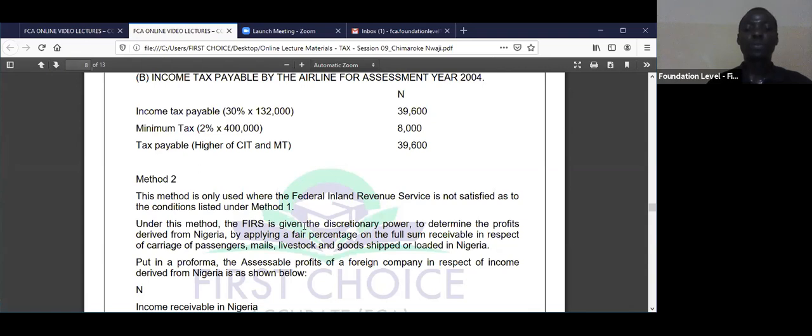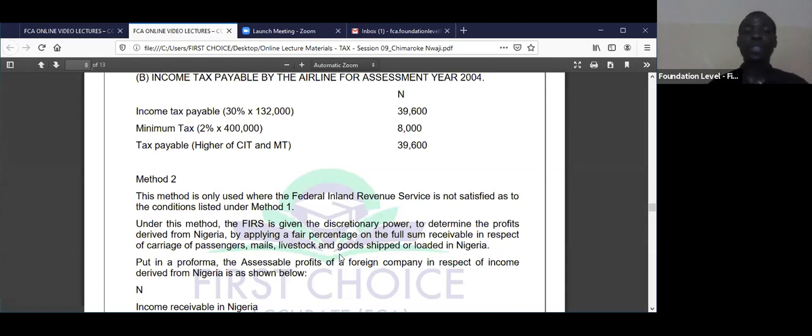So what will they do? They will apply a fair percentage on the income that is tagged Nigerian income. So all they will do is find the global income. They will not even be concerned about the global income. They will take Nigerian income, and they will just say, let's use a particular percentage. They would have determined the percentage in advance. It's a fair percentage. They will say, okay, let's say 20% or 30%, or maybe by experience they say 40%. They can say 40% will be what is assessable profit. So that is how they are going to do it.